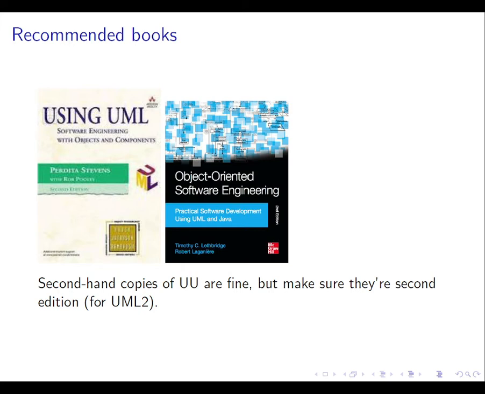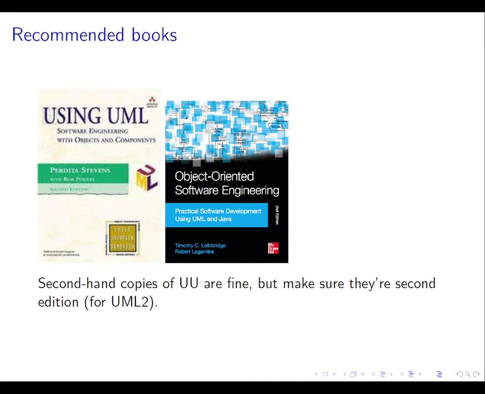You should please make sure that you're looking at the second edition, because there were major changes in the language UML between UML version 1 and UML version 2, and in this course we talk about UML version 2, so you'd find it a bit confusing if you used an earlier edition of the book that is written in terms of UML 1.